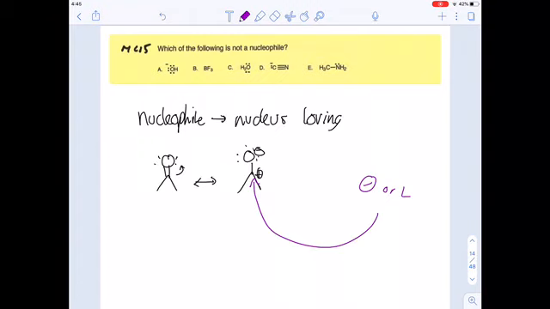Okay, so in general, the types of things that want to attack this are going to have negative charges or lone pairs. In general, they're going to be basic.